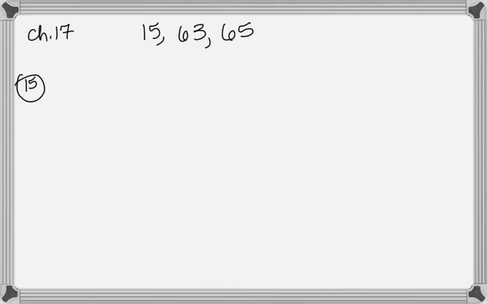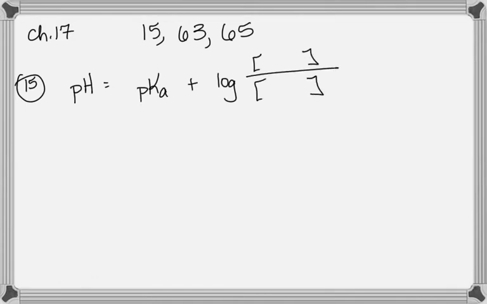Okay. It's a buffer problem, so its pH is equal to pKa plus the log of the concentration of the base over the concentration of the acid. The base is going to be the NH3, and the acid's going to be the NH4Cl. And I know that because the acid always has one extra hydrogen than the base. Okay? A pKa is a negative log of a Ka.